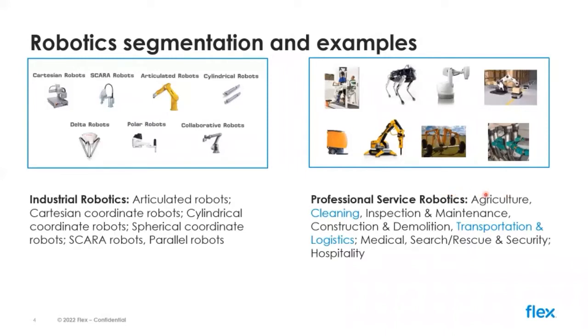Basically, this covers things like agriculture equipment, for placing seeds and for lifting crops, and also things like milking, for example. We also have inspection and maintenance equipment. We have construction and demolition, medical use. You see things like these exoskeletons being used for medical rehabilitation, and also search and rescue, etc. But the focus today will be more on the autonomous mobile robot market, so the AMRs, for example in the cleaning environment and also in the transportation and logistics environment.